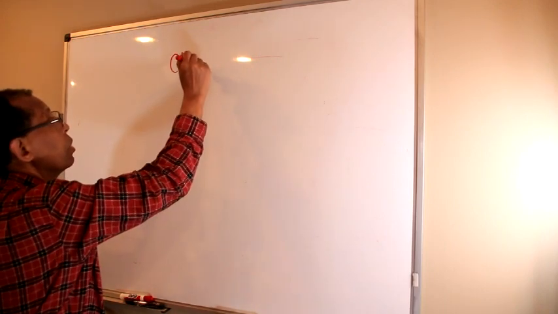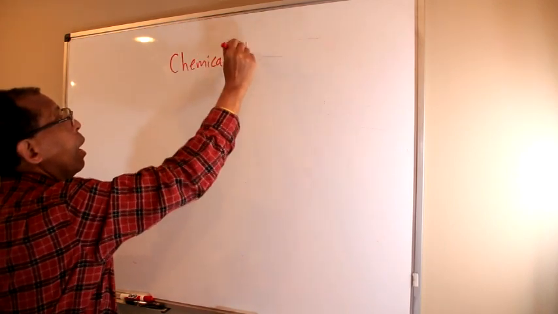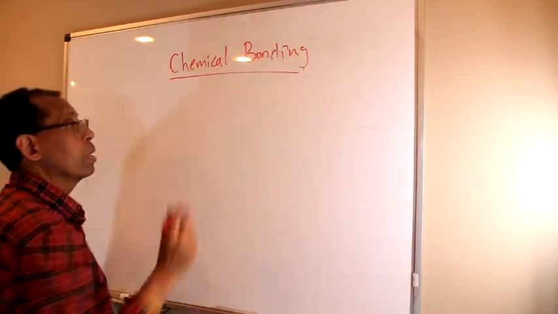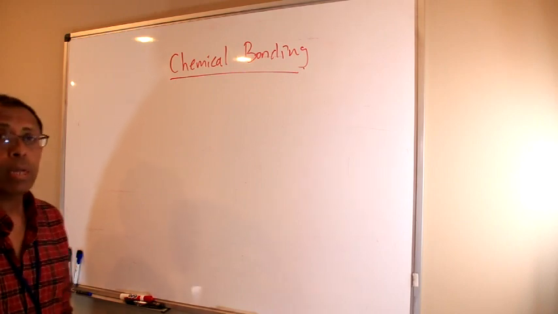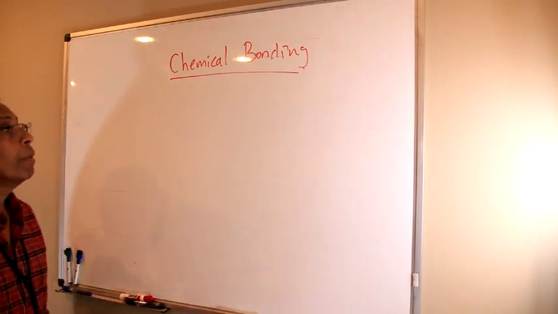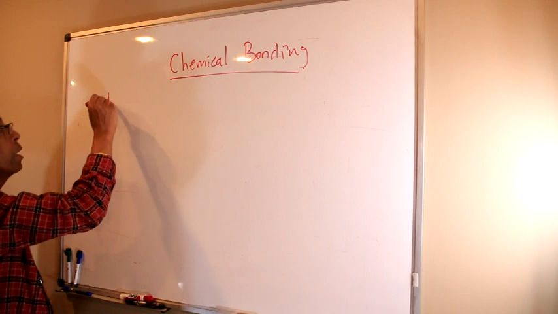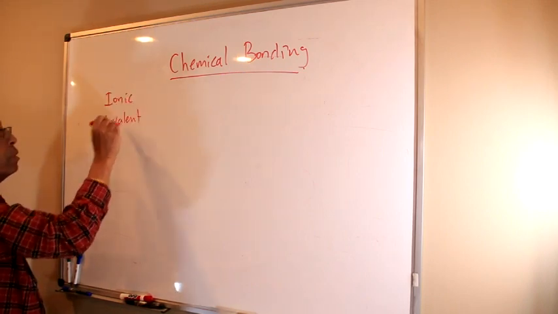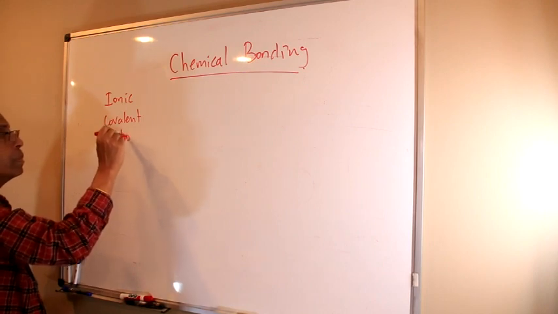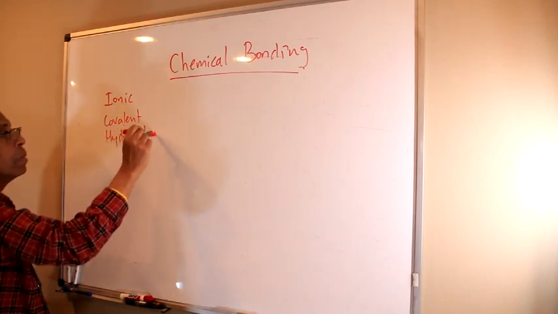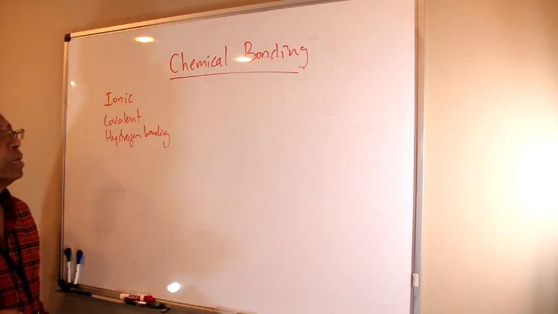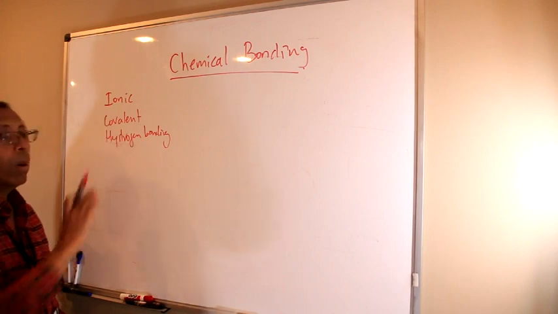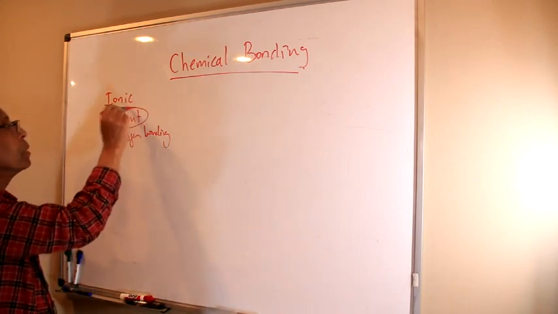Chemical bonding, which has been covered mostly maybe in your general chemistry course. In chemical bonding, you have types of bonding that are, for example, ionic, covalent, hydrogen bonding, etc. But here in organic chemistry, mostly we would be focusing on covalent bonds.